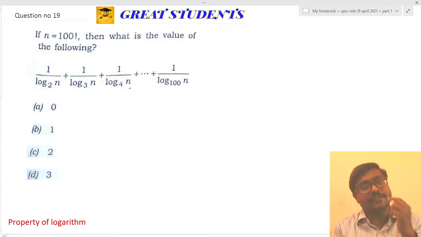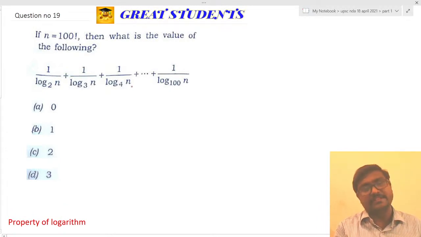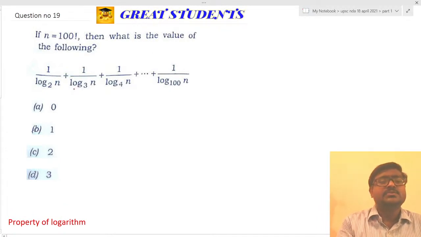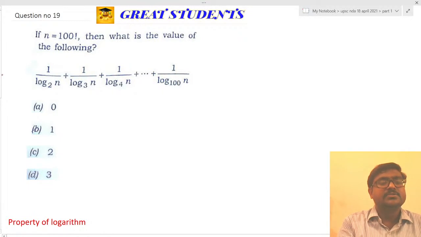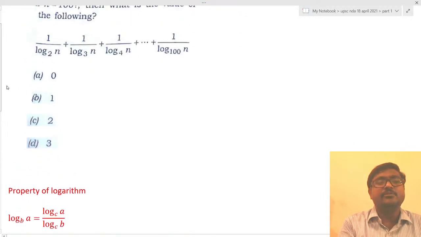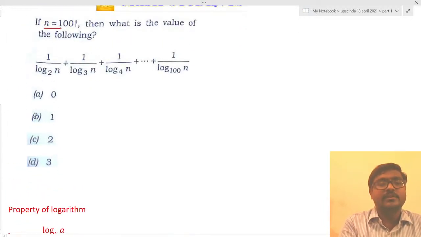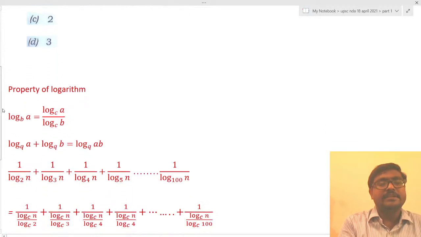Now n equal to 100 factorial, then what is the value of the following? They are asking, what is the value of the following? This expression is completely in log. We have to use properties of log to solve this question. I have taken n value 100 factorial, it is given. This also we are going to use. Now we will take this.